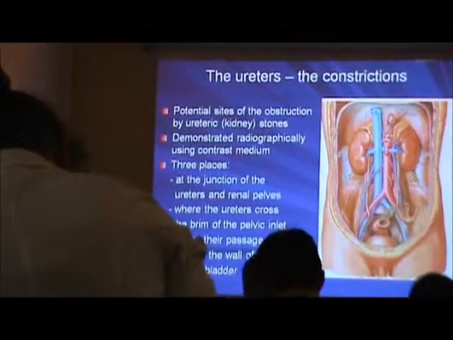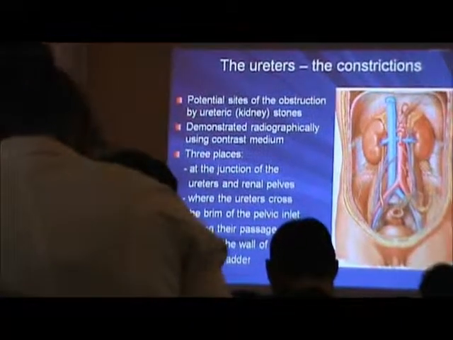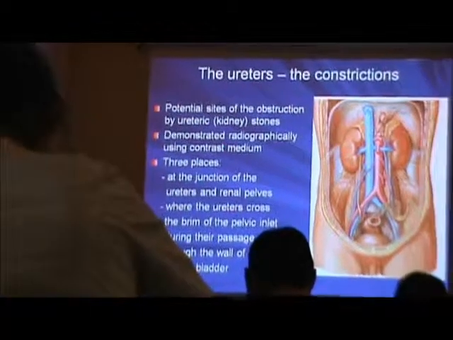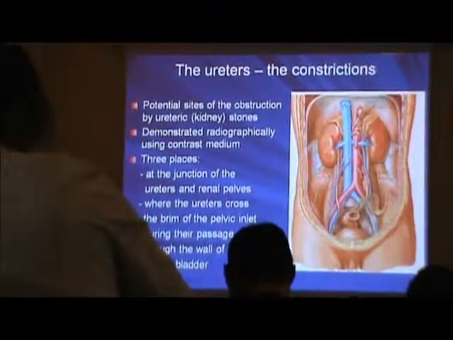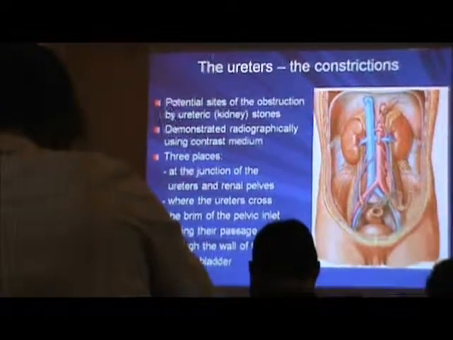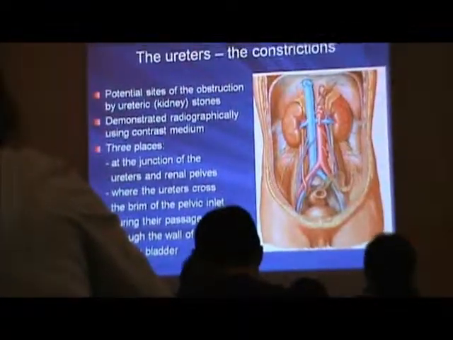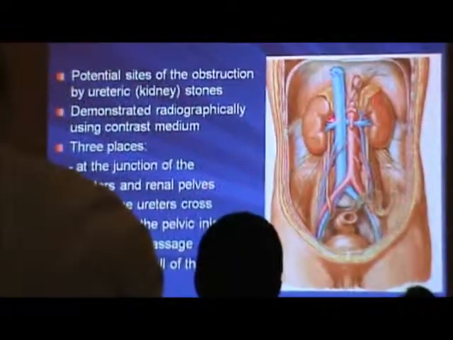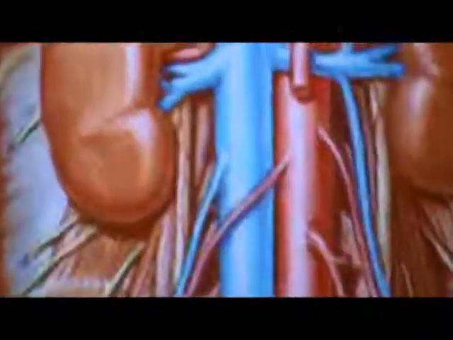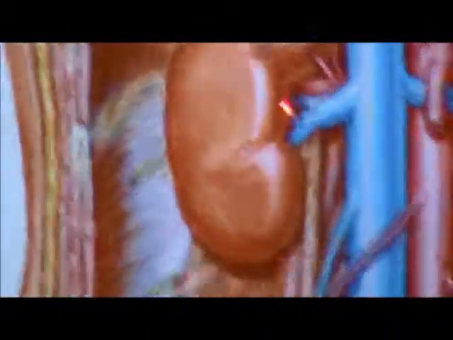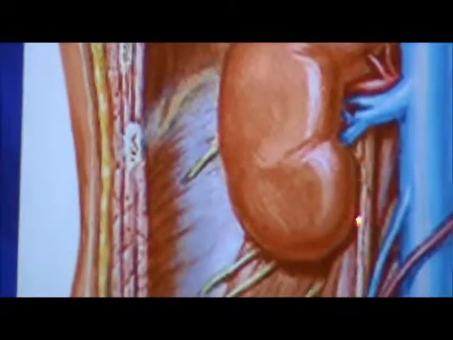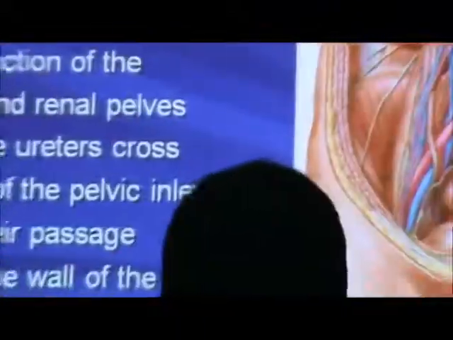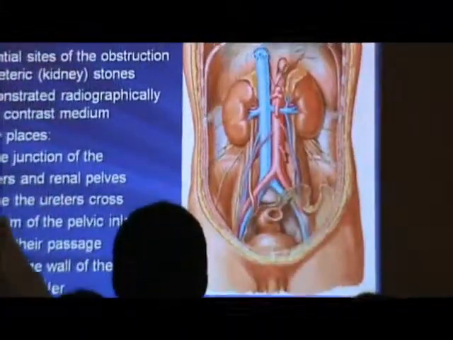The ureter has constrictions. These are potential sites of obstruction by ureteric kidney stones, and they are demonstrated radiographically using contrast medium. There are three places of constriction. The first is at the junction of the ureter and the renal pelvis, where the pelvis changes into the ureter. Here is the first constriction.